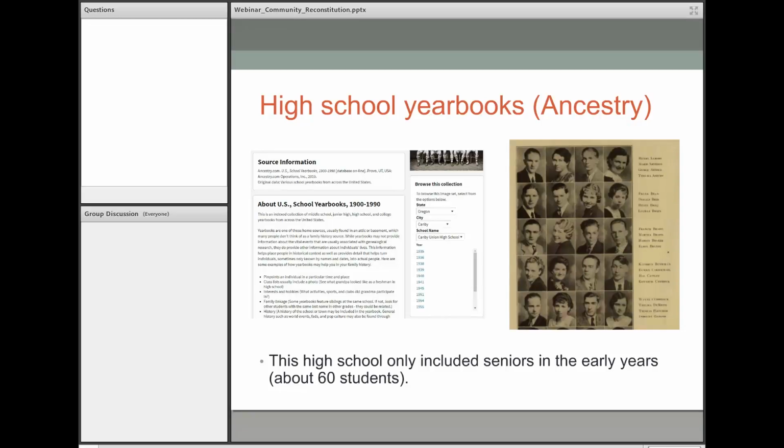Another fantastic resource is high school yearbooks. We were curious about which of the high school yearbooks were available from Canby, Oregon. Ancestry.com has a fantastic high school yearbook collection, and so we were able to search specifically for the years they had high school yearbooks for Canby High School. And so we were able to go and connect these people to the family tree. The nice thing about this is that there's a picture, and so once people know about the high school resource, they can go and see a picture of their parents or grandparents.